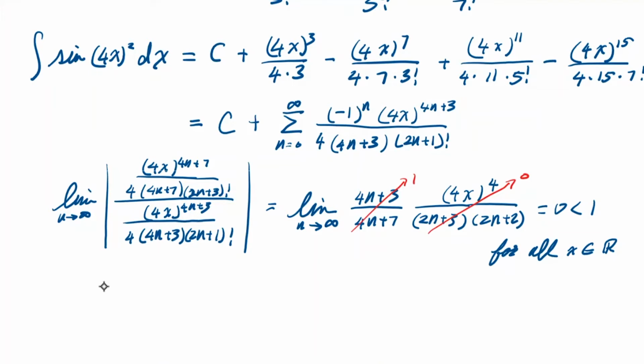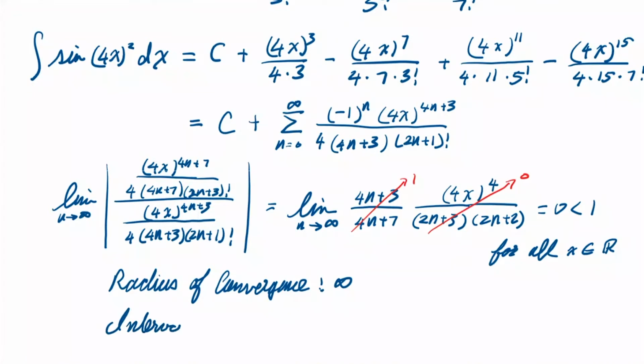It's not that hard, you just pick one. I write both. Radius of convergence: if you write it this way, it's infinity. If you want to say interval of convergence, then you have to write it like this.